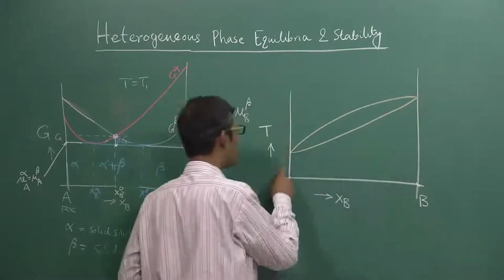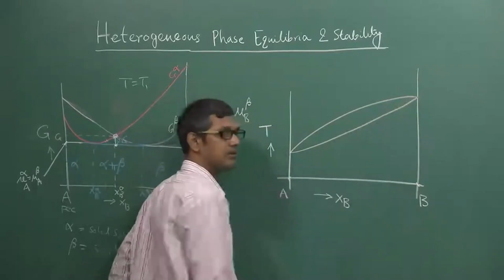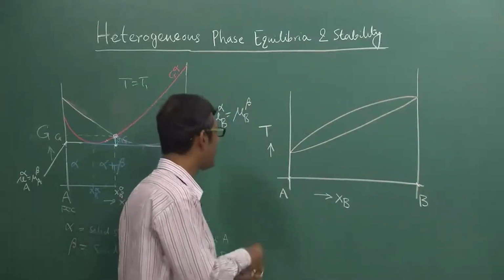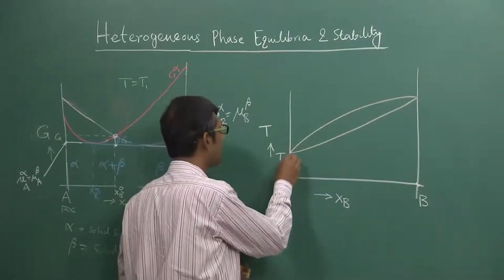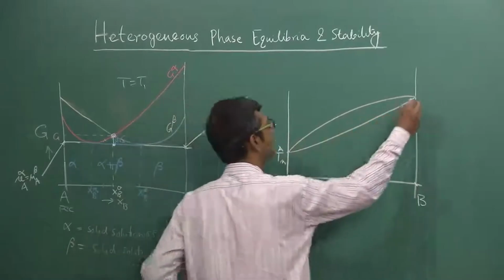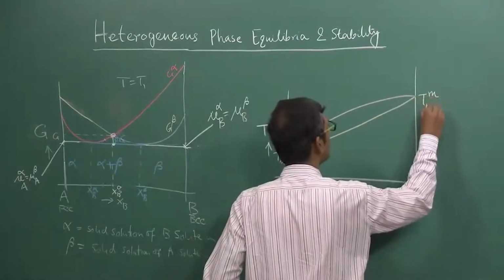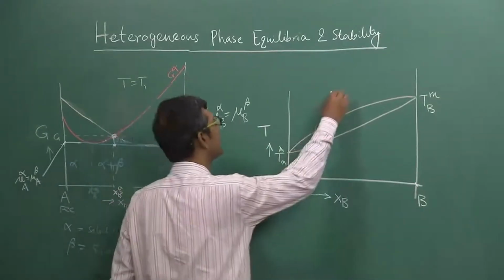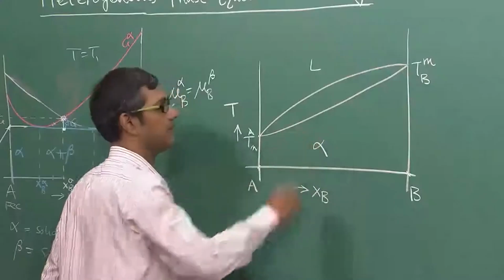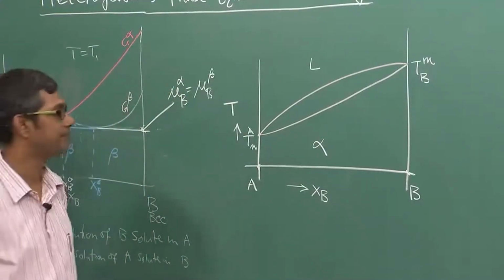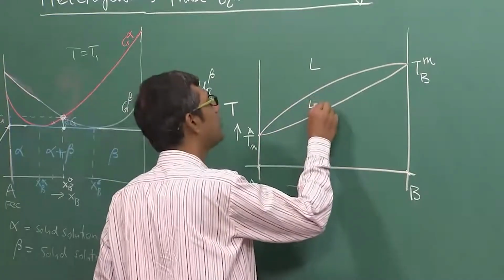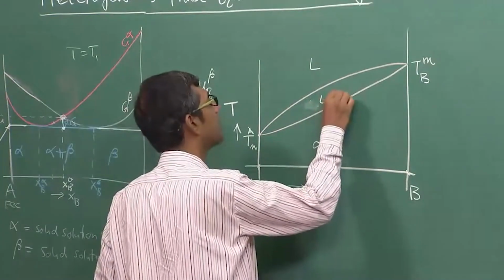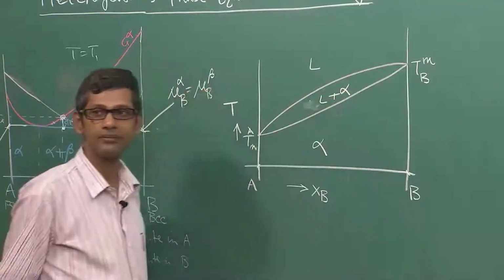Here A has a lower melting temperature than B. So these are the melting temperatures, TMA and TMB, and this is a lens-type phase diagram separating liquid and a solid solution alpha, and within the lens we know both liquid plus alpha are stable.